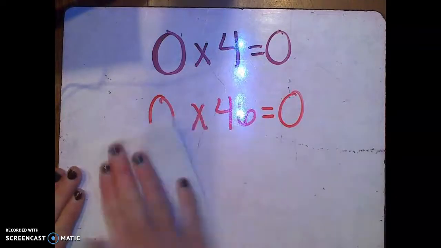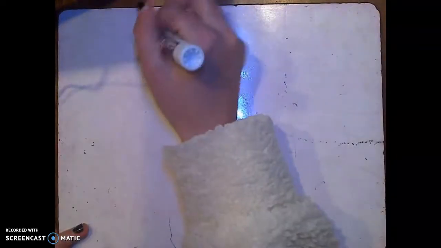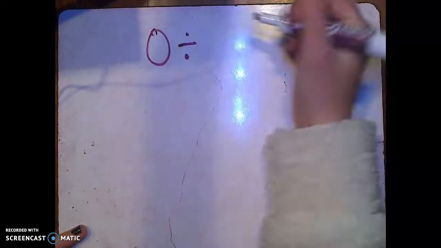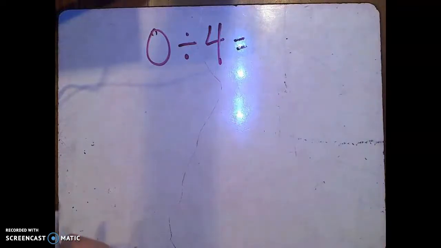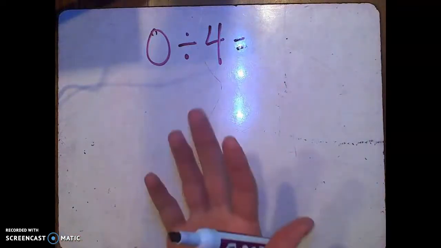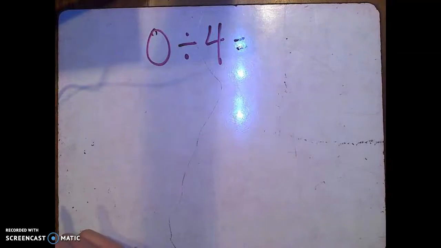What about 0 divided by a number? Let's say 4. 0 divided by 4. I have 0 things split up into 4 groups. How many are in each group? 0.